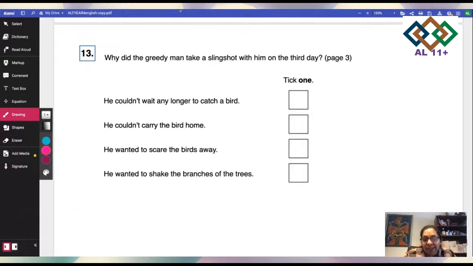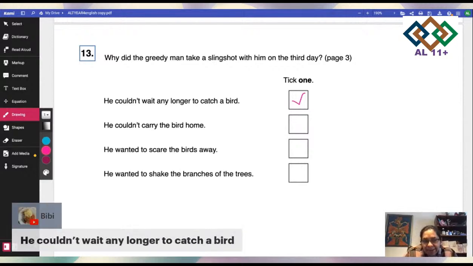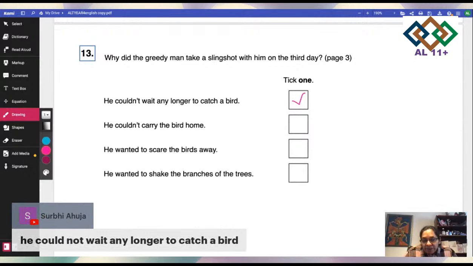You won't say scare the bird. That's not the right one. The right one, what you all said, was this one: he could not wait any longer to catch a bird. He could not wait longer because remember, he's really greedy and he really wants to get rich. And that was the reason he could not wait to catch a bird and get rich.